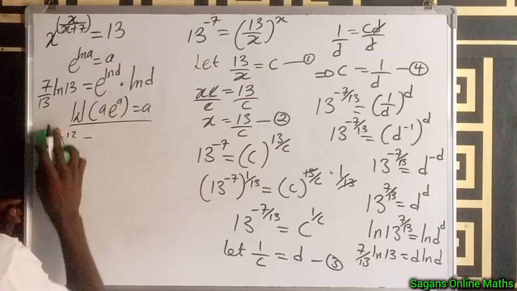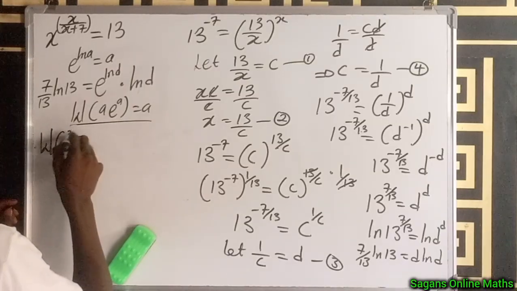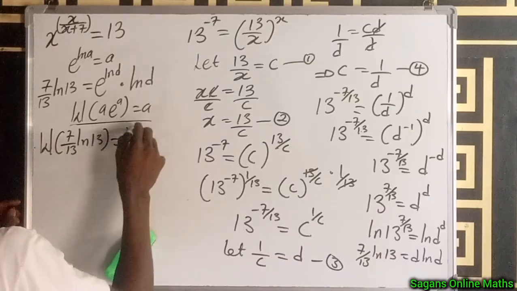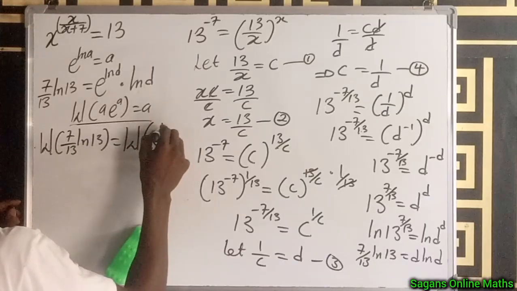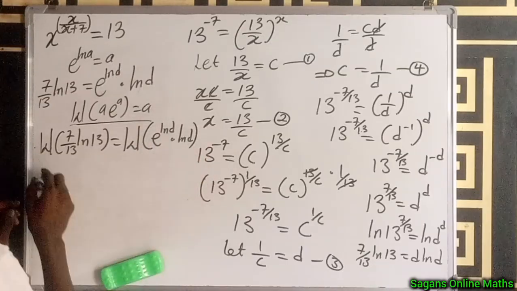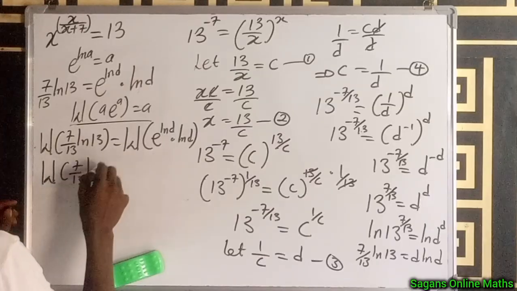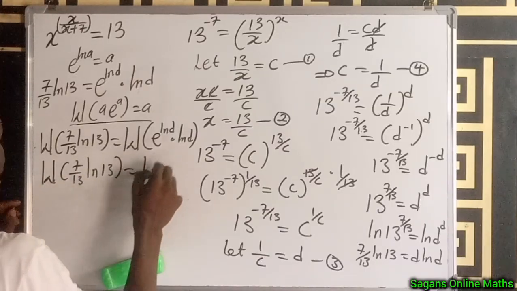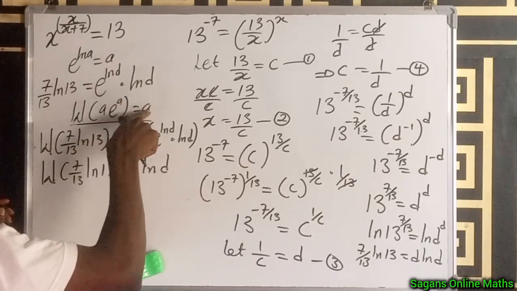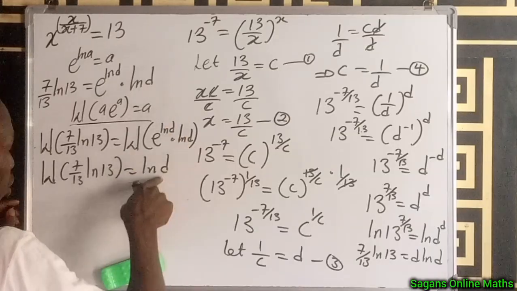So let me take ln here. That means ln of 7 divided by 13 ln 13 is equal to ln of e to the power ln d multiplied by ln d. So that means ln of 7 divided by 13 ln 13 is equal to ln d. If you obey these properties of ln, ln of e to a is equal to a. So it means ln of e raised to the power ln d will just give us ln d.